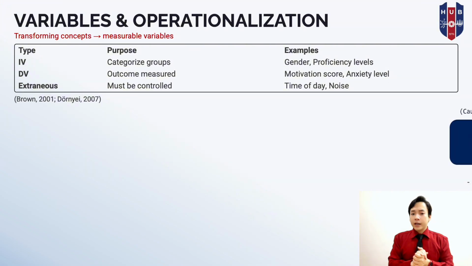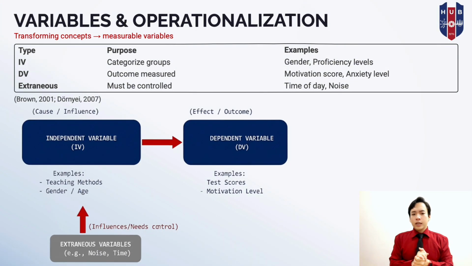This process of defining and measuring variables is called operationalization, and it is essential for designing effective questionnaires.